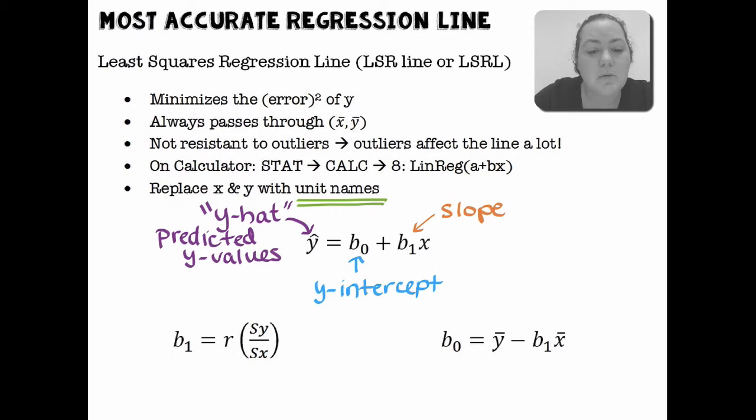Okay, then sometimes they won't give you all the data to put into your list, but they'll give you other pieces of information about the data. And so you might need to use these other formulas to find the slope or the y-intercept. So to find the slope, it's r, which is your correlation coefficient, times the standard deviation of y divided by the standard deviation of x. And to find the y-intercept, it's the mean of y minus the slope times the mean of x.